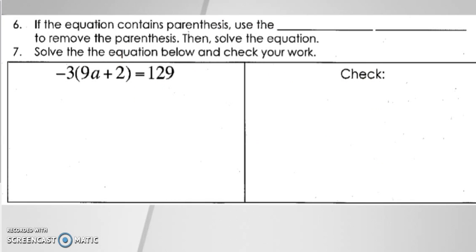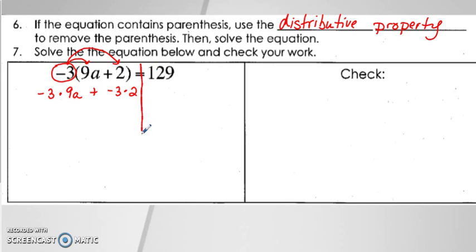If the equation contains parentheses, the first thing we want to do is use the distributive property. We want to do that to get rid of the parentheses. And then the second thing we want to do is solve the equation. In this example, number 7, we want to take the negative 3, since it's on the outside, and multiply it by everything inside. I end up with negative 3 times 9a plus negative 3 times 2. And we want that to be equal to 129.